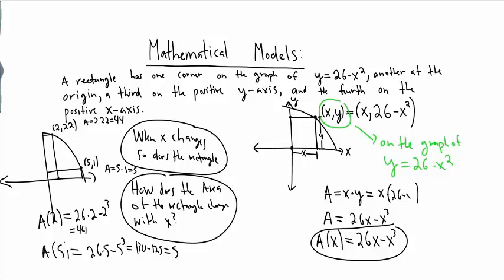So now we have a function given by this formula in terms of x. And we want to talk about what is the logical domain for this function? Well, let's think about this. X represents the length of a side of a rectangle. So X certainly must be positive.